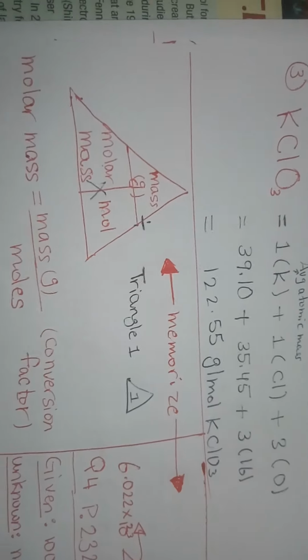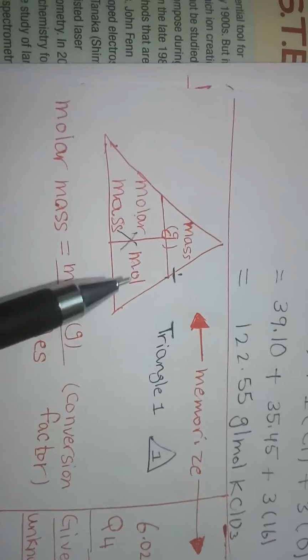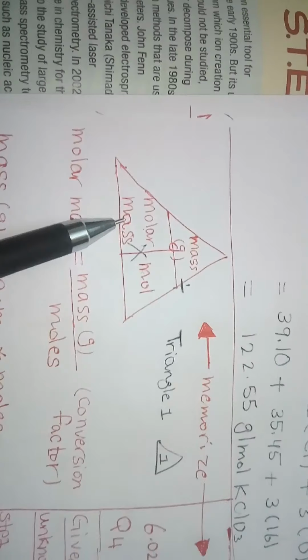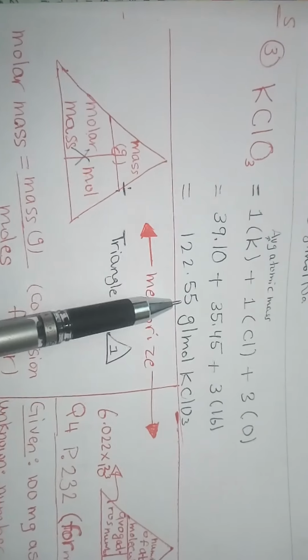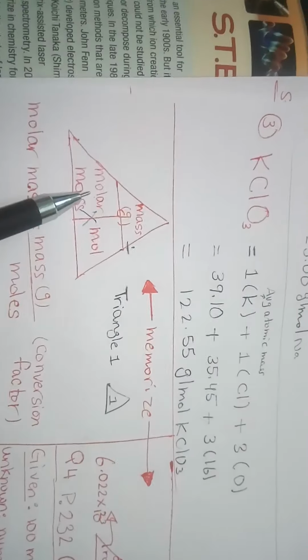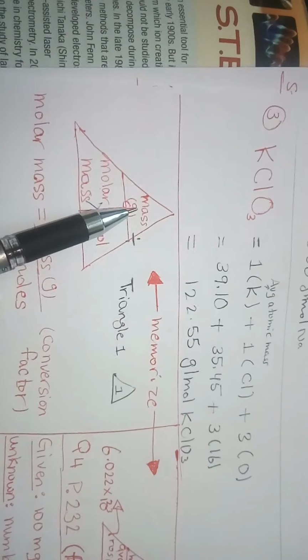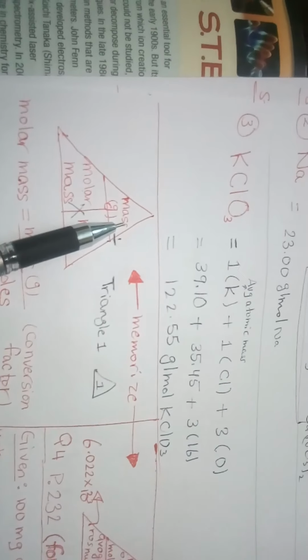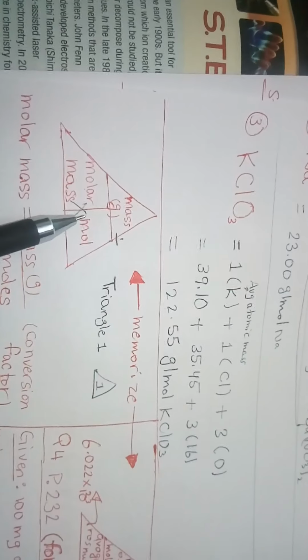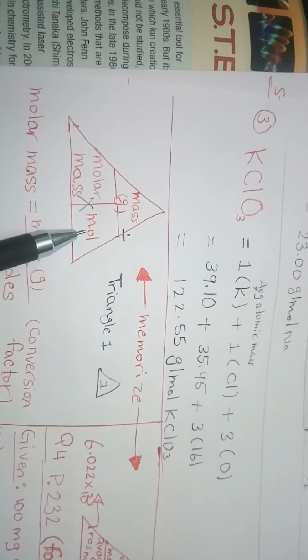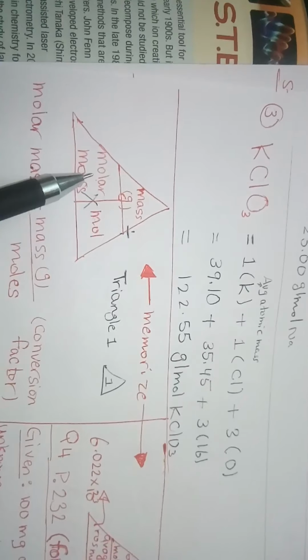So mass, molar mass. Remember, this is the molar mass that we just found, this number over here. If this number is plugged in here, and you have the mass of, let's say, KClO3, you can find the number of moles, and vice versa. If you have moles and the molar mass, you can find mass.